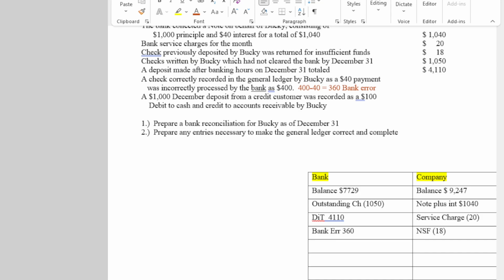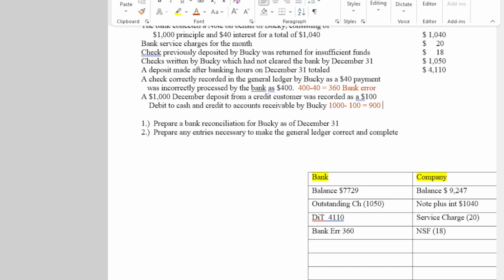So on this next one, a $1,000 deposit from a credit customer was recorded as a $100 debit to cash and credited to accounts receivable by Bucky. So for sure, this is not going to be a bank error. This is going to be a company error. So pretty much just like what we did before, we're going to put the amount that it actually was and then subtract the amount that was written down, or the error, which is that 100. That's going to be 900.